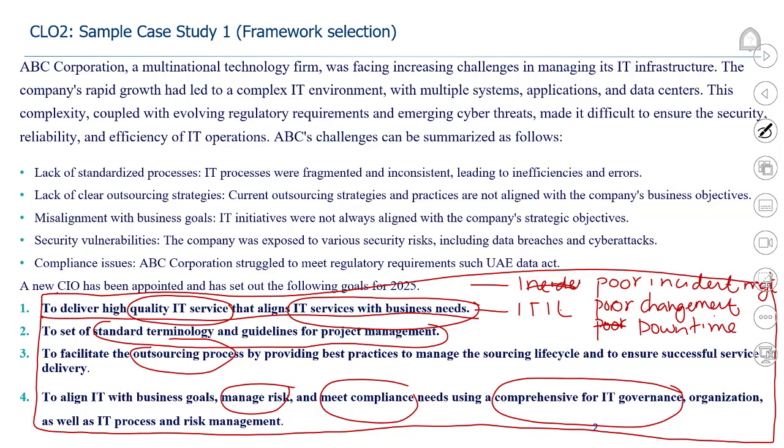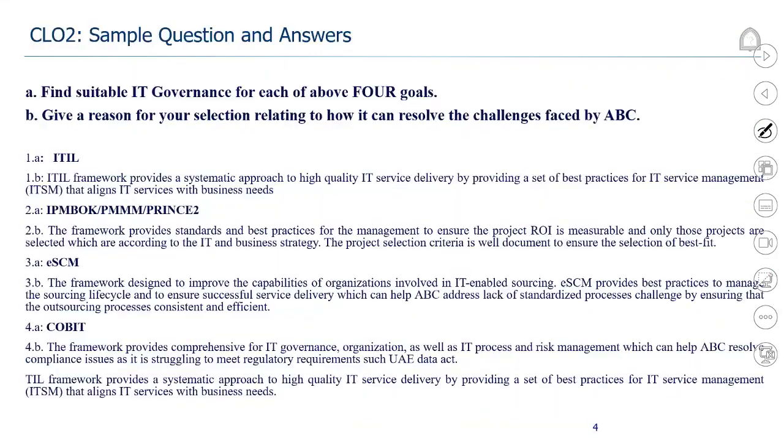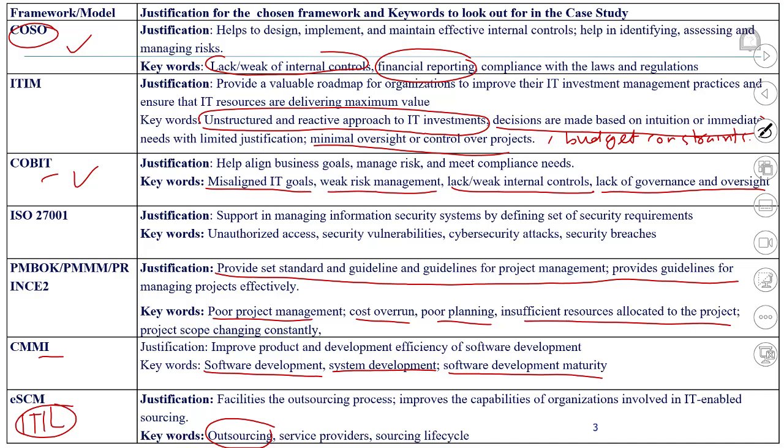So ITIL, those are some of the other indicators that tell you that the problem is we need ITIL, okay? Set of standard terminology and guidelines for project management. If you go back to here, it basically means we can choose one of those frameworks. It doesn't matter whether it is PMBOK, PRINCE2, but it is something for project management. It's addressing project management, okay?